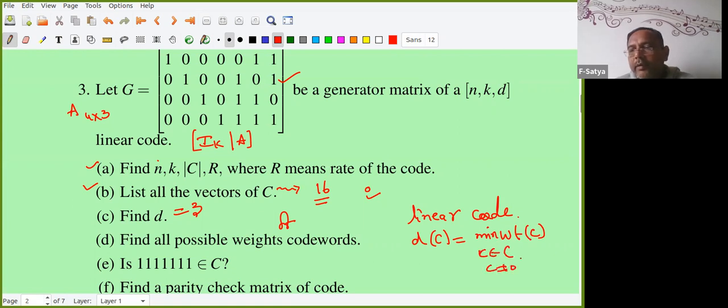So you take all non-zero code words and take their weights. Out of all of them, the smallest is called the distance. Right? In the linear code, that happens. Okay. Are you following?